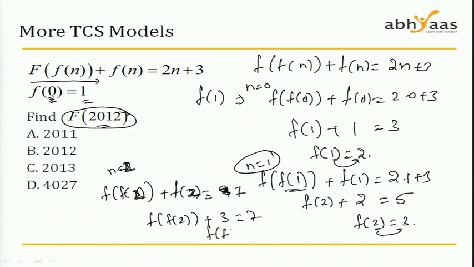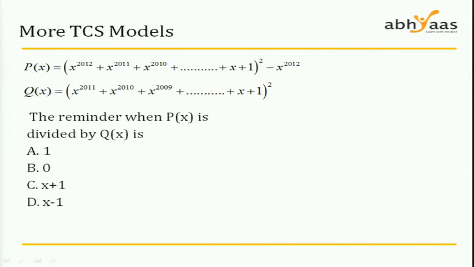So f of 2 would be equal to 4. And f of 2 value, we already know it to be 3. So from this what you are able to conclude, f of 3 value is equal to 4. Now the pattern is clear. f of 0 is 1, f of 1 is 2, f of 2 is 3, f of 3 is 4. So f of 2012 will be equal to 2013. Right. That's about the problem there.